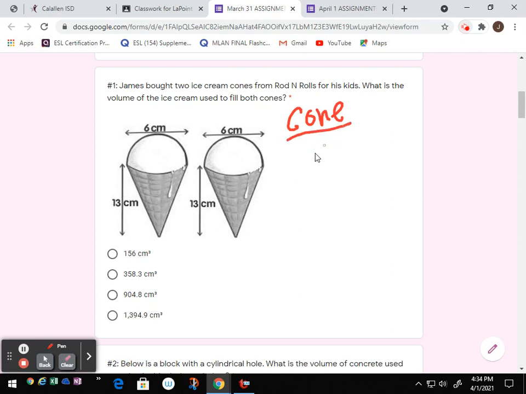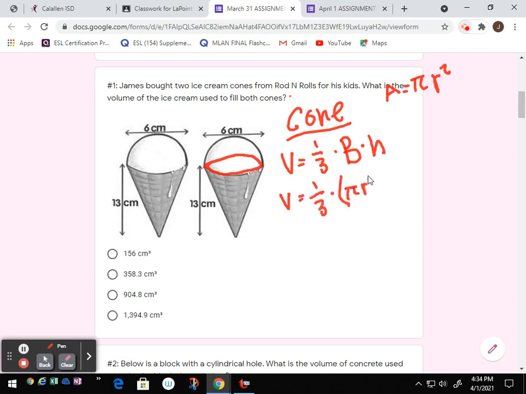All right. So the volume formula for the cone is 1/3 times big B times the height. Now big B stands for the area of the base, and if we remember, the shape of a base for a cone is a circle. We have a circle right here. So the area formula for a circle is pi radius squared. So let's rewrite our volume formula, but instead of big B, we're going to write pi radius squared, and we'll drop down the height. So there's our volume formula for a cone.